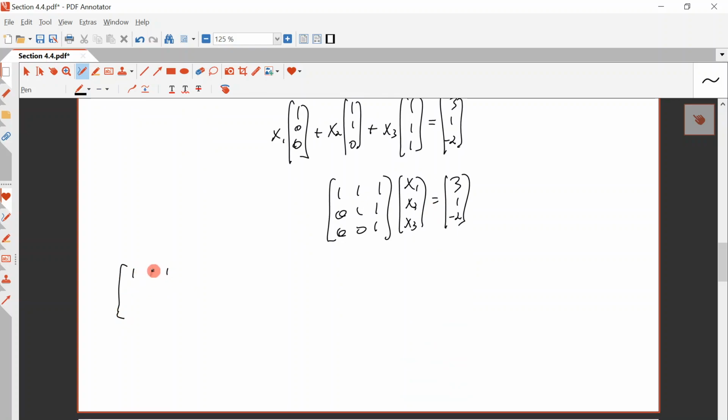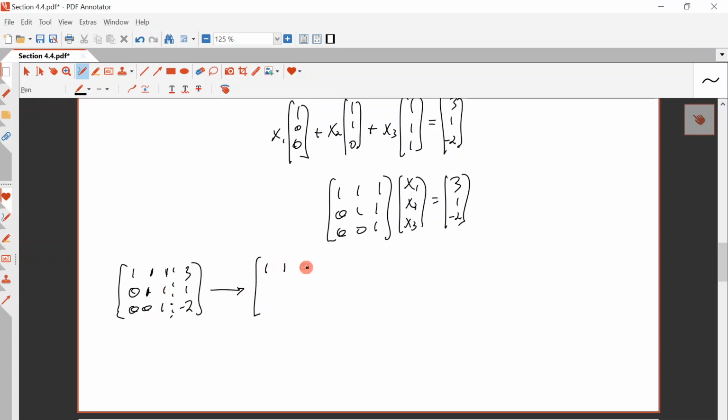1, 1, 1, 0, 1, 1, 0, 0, 1, and 3, 1, minus 2. So it's already in row echelon form. You just need to put it in reduced row echelon form. So subtract row 3 from row 1 and row 2.